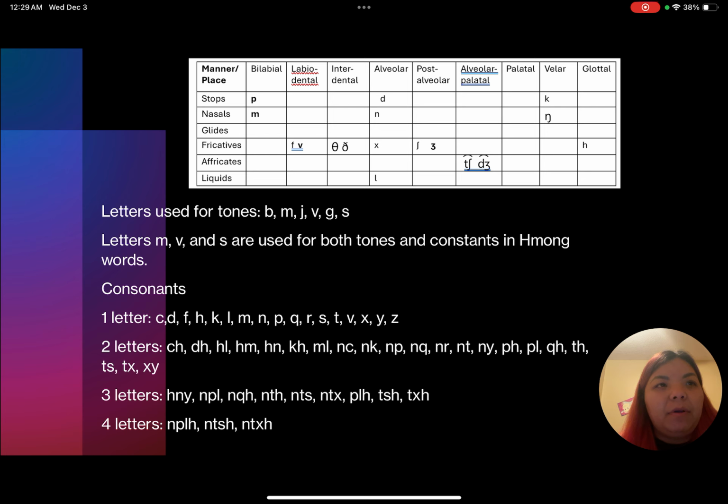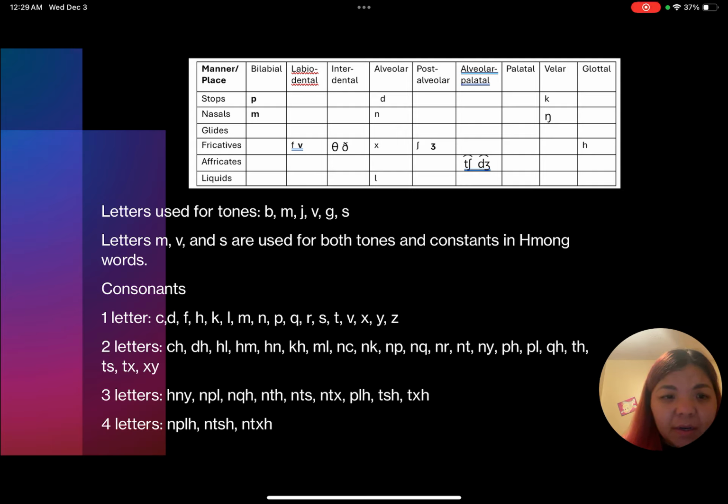Another example would be HL. If you've ever heard the word HLU, which is HLUB, we do pronounce the H and the L together. HLU means love. And I forgot to say the CHOJ. That means bridge. Sorry, I had to go back.